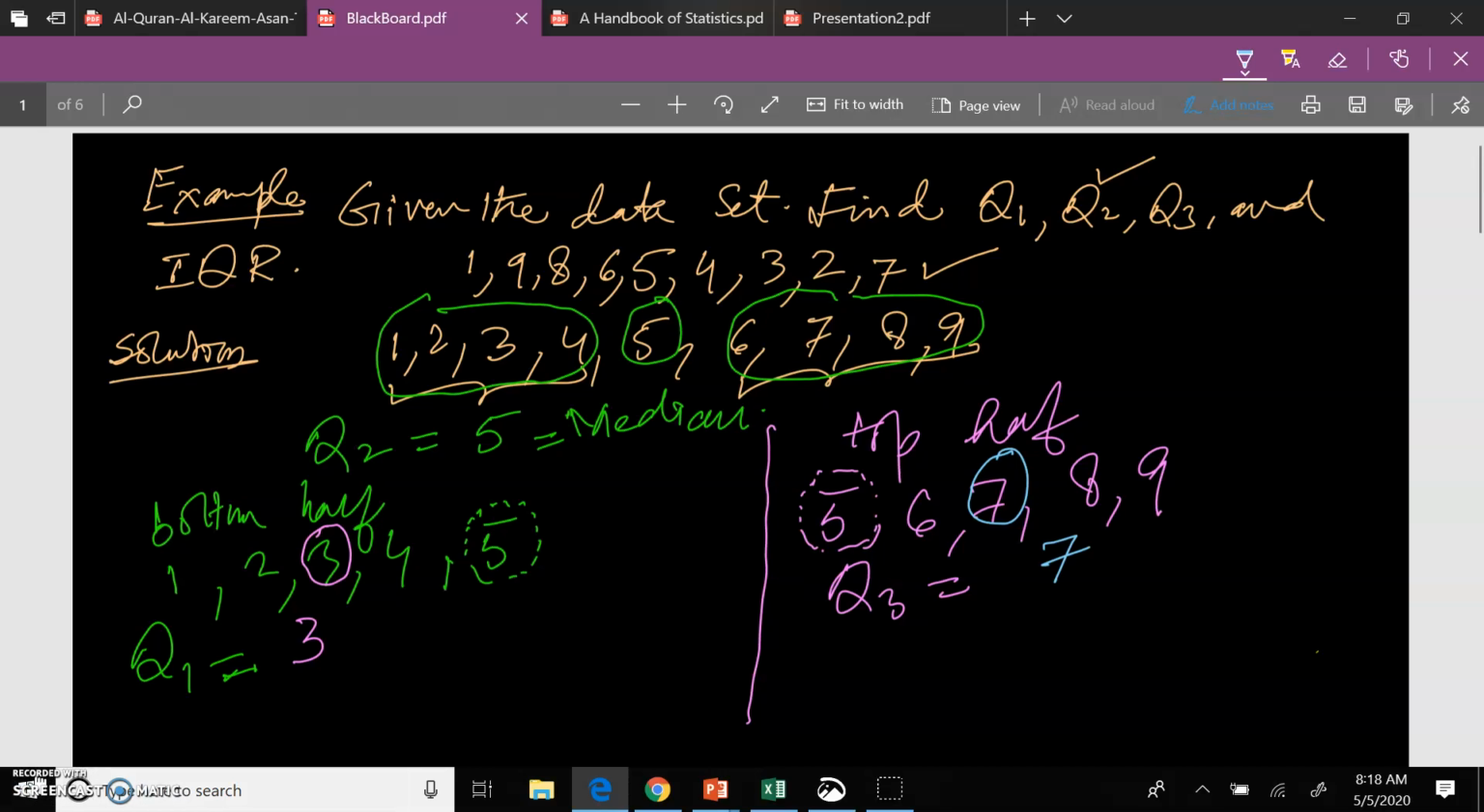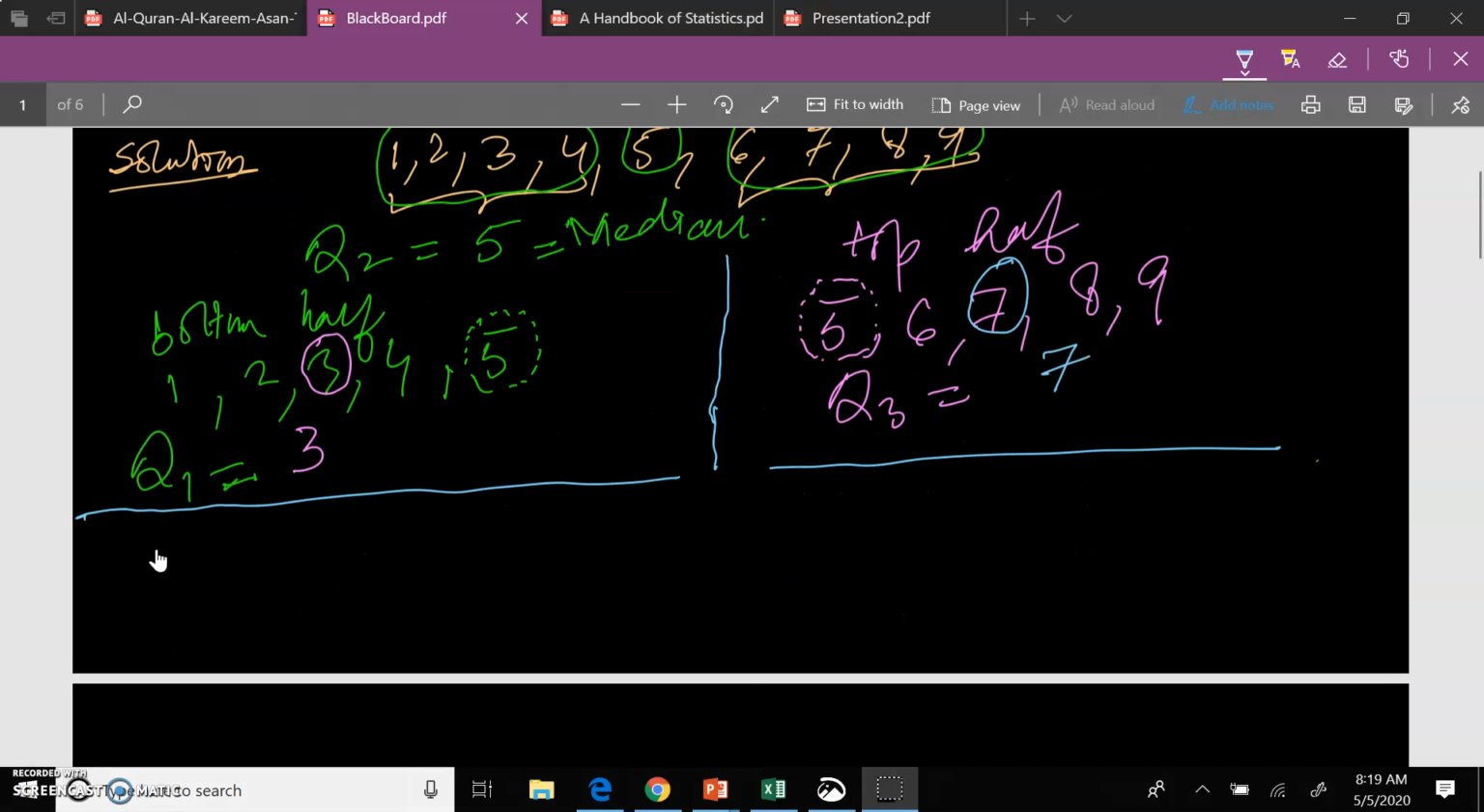Okay, now we are going to find IQR. Now let us find IQR. Recall the formula for the IQR. It's Q3 minus Q1. Our Q3 is 7 and our Q1 is 3, so the IQR comes out to be 4. So that's as simple as this.